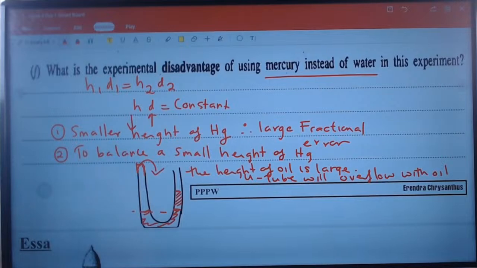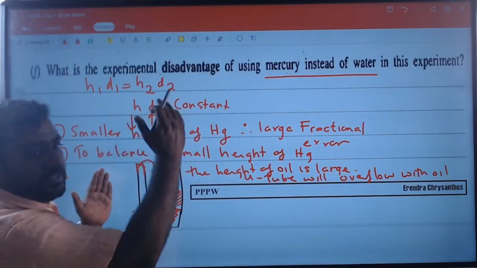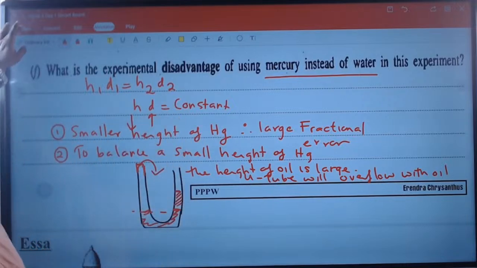Part F. Right. So, important one: the smaller the height, the greater the fractional error. Right.